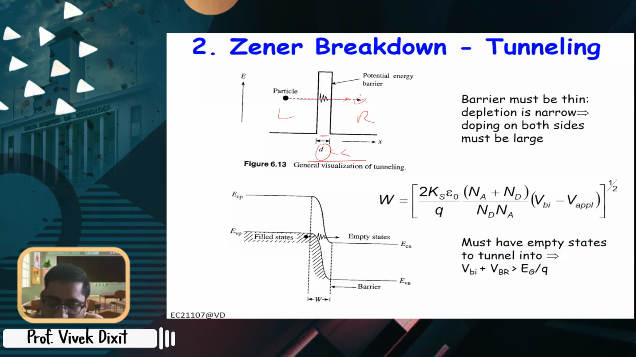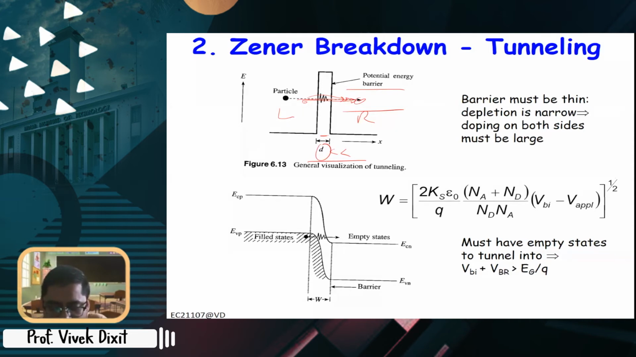Let's say this region falls under band gap. Then even if this barrier is narrow, this particle cannot tunnel through it, because the particle that is tunneling should have the same energy on both sides. Otherwise you have to increase the energy, then it can tunnel, right? So there should be a state here.